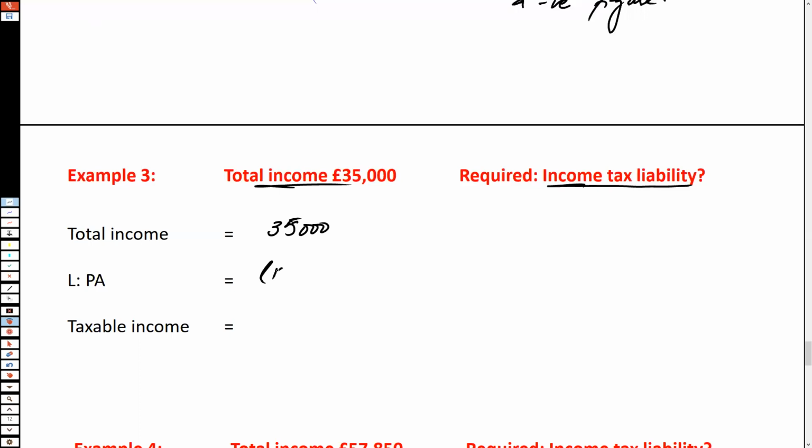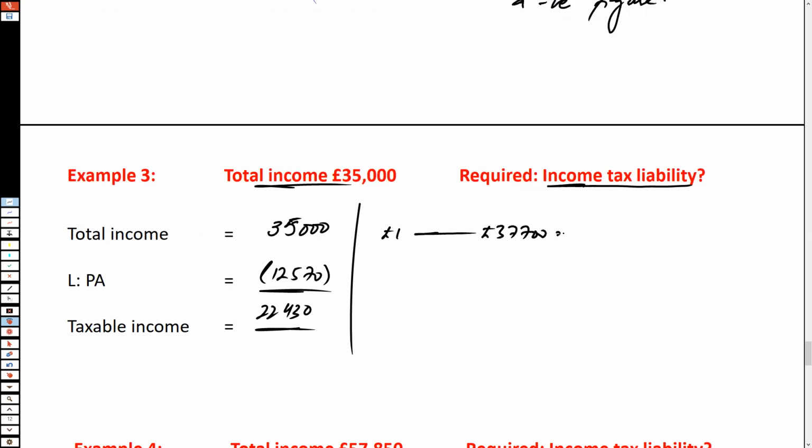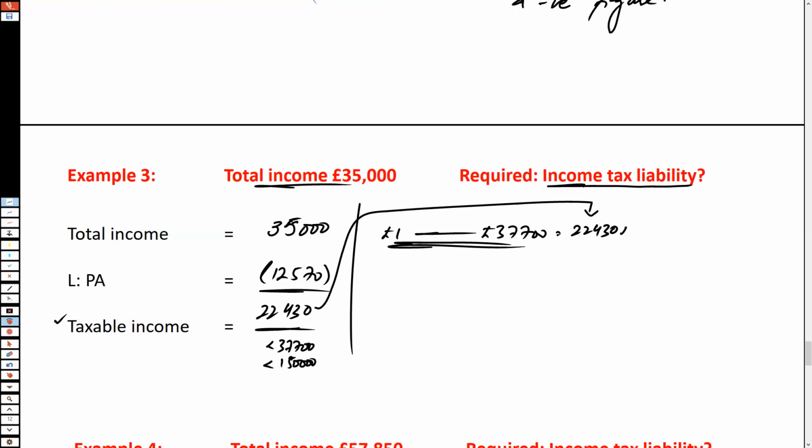35,000 is your total income. Deducting the personal allowance of 12570, taxable income is calculated as 22430. If you remember, the first band limit starts from 1 pound to 37,700, and our taxable income is less than the basic rate band limit and also less than the second band limit of 150,000. This total amount of 22430 is in between the first band limit. It means 22430 is going to be taxed at the basic rate of 20%. 4486 is calculated as the income tax liability.